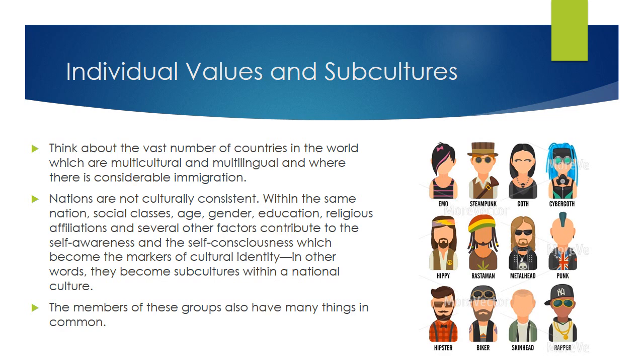In other words, they become subcultures within a national culture, and the members of these groups also have many things in common. So here are some of the more popular subcultures for young people. We have our emo, steampunk, goth, cyber goth, hippie, Rastaman, metalhead, punk, hipster, biker, skinhead, and rapper. And oftentimes when you're young, you're looking for your identity. So this helps you find your identity.